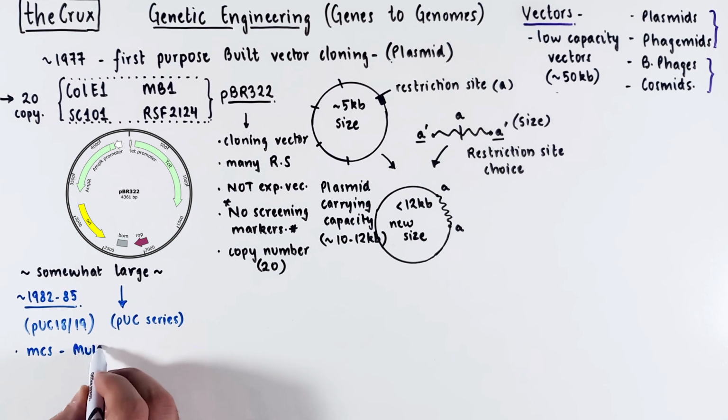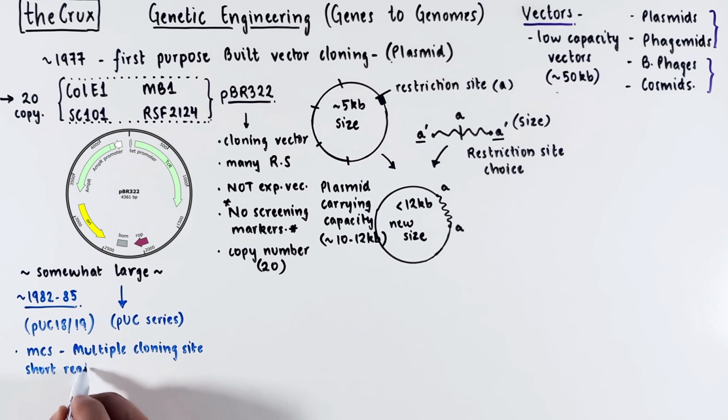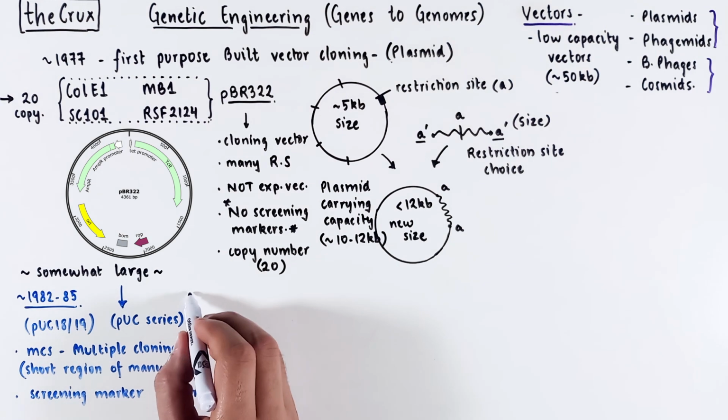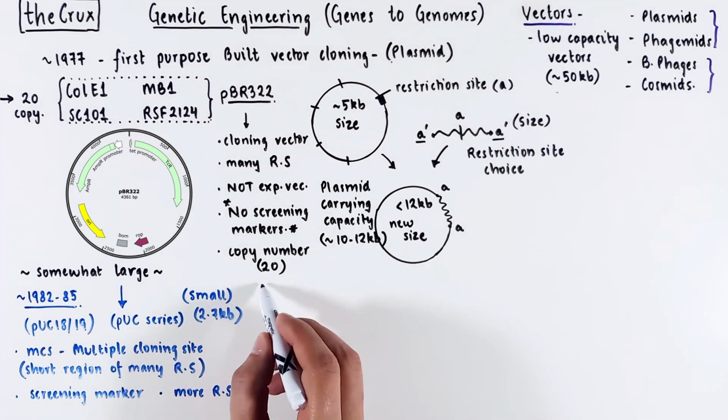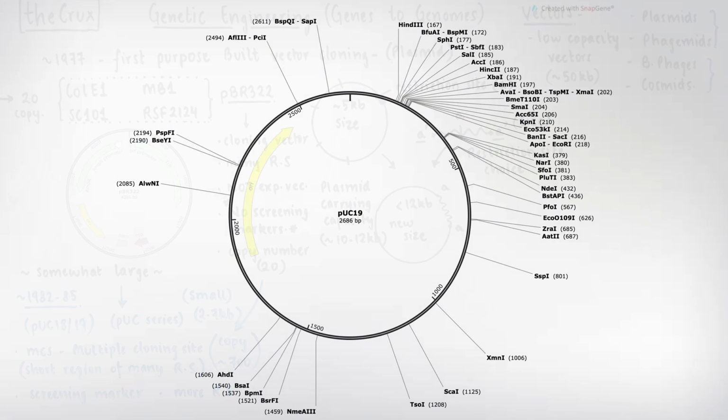The genius of pUC18 or pUC19 is the introduction of the polylinker or multiple cloning site. This is a short region in the plasmid that has a whole bunch of restriction sites. They usually contain a screening marker and a lot of restriction sites. Compared to pBR322, they are tiny, and the copy number is 30 times. Here's the map of pUC19. It has the origin from pBR322 and the ampicillin resistance gene. The ROP gene, however, is missing. That explains the high copy number.